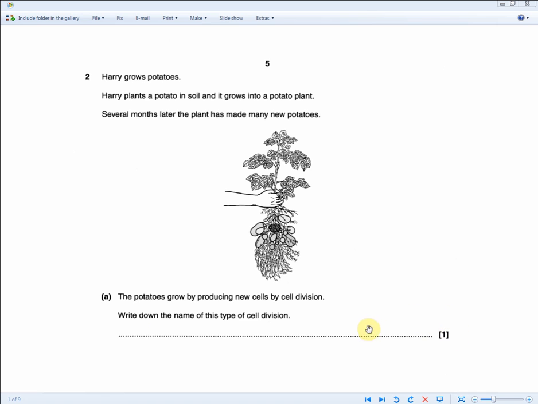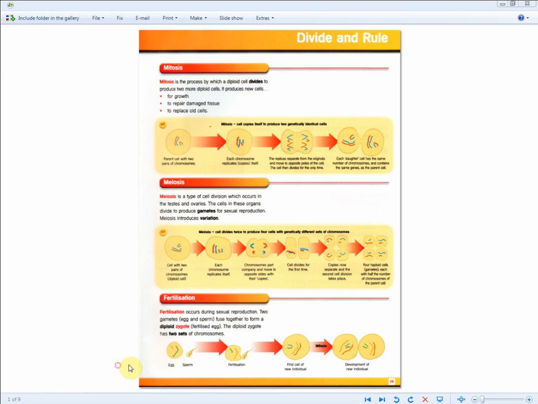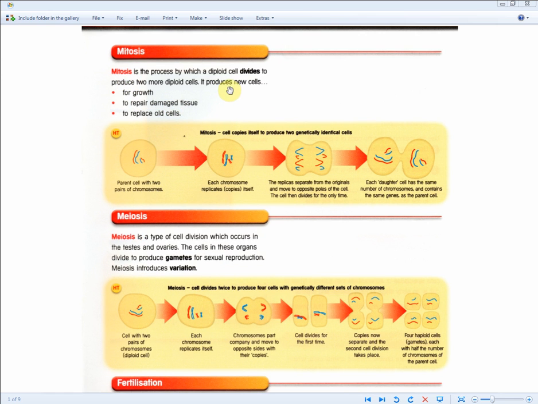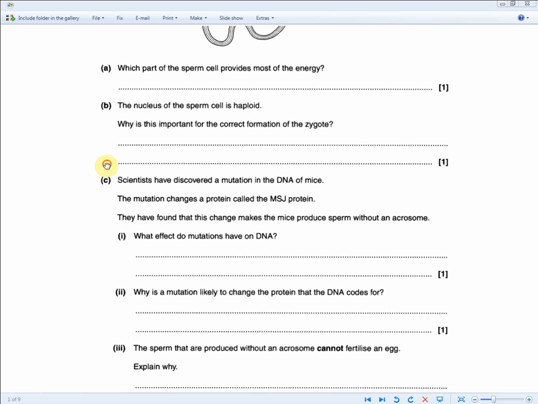So for 1 mark, you've got to look for the key word, and that is growth, or grow, by cell division. What type of cell division is involved with growth? We know the answer is, of course, mitosis, because we are told here that mitosis produces new cells for growth. So moving on to the next exam question.